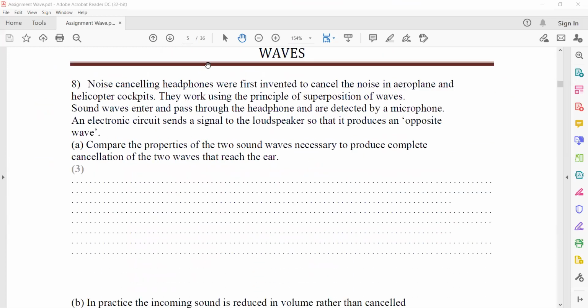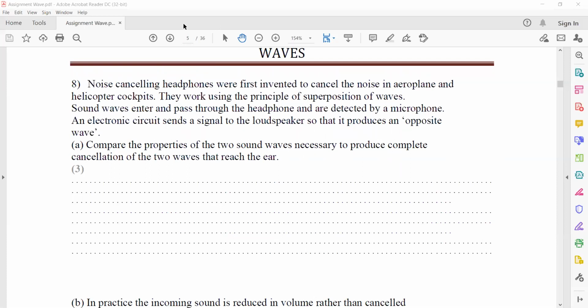Noise cancelling headphones were first invented to cancel the noise in aeroplane and helicopter cockpits. They usually work using the principle of superposition. Sound waves can enter and pass through the headphone and are detected by the microphone. An electrical circuit sends a signal to the loudspeaker so that it produces an opposite wave, and compares the properties of the two sound waves to produce a complete cancellation of the two waves reaching the air.